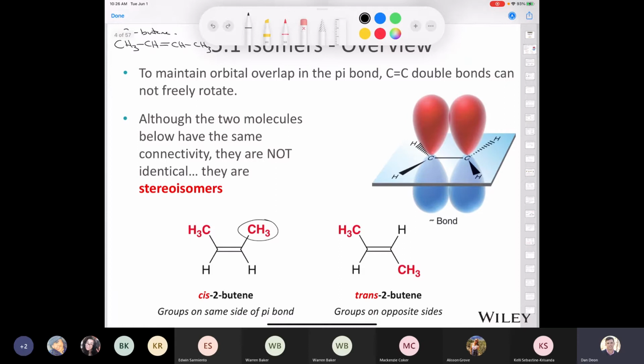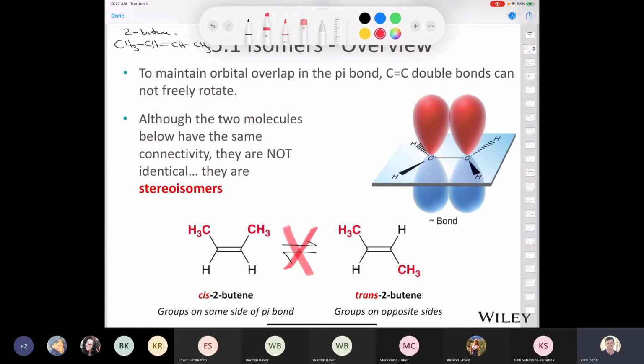We call that cis 2-butene. And you could also arrange it so that the two methyl groups are on the opposite side of the double bond, and we call that trans 2-butene. Keep in mind that these are not in equilibrium. They never were. They never can be. Why? Because we do not have free rotation around a double bond. A double bond is rigid.